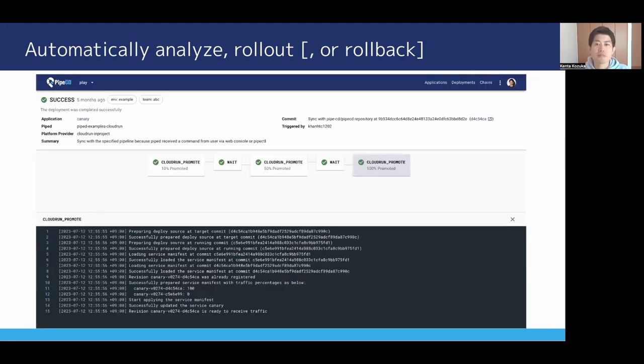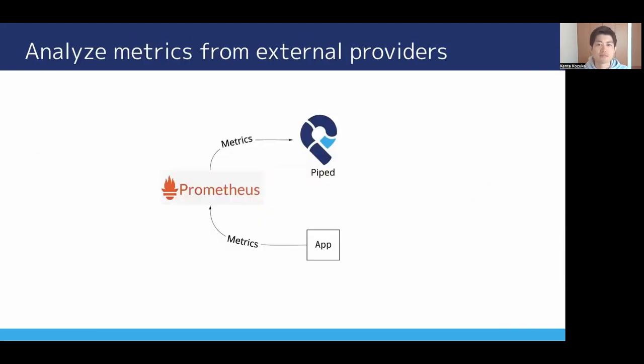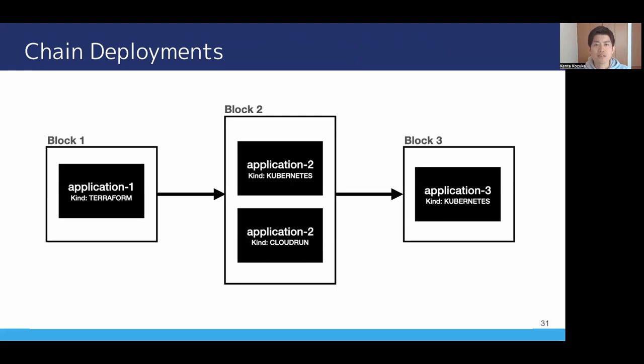Not only Kubernetes applications, you can do the same with other kinds of applications, such as Cloud Run on this slide. In analysis stage, PipeCD collects metrics from what we call analysis provider. Various providers, including Prometheus and Datadog, are supported.